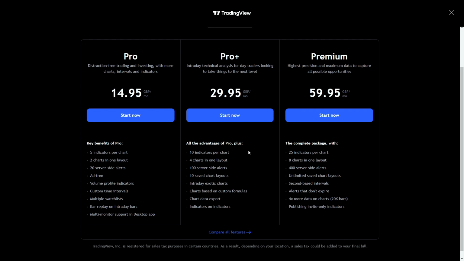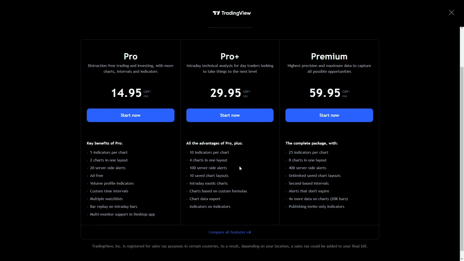If we move over and look at the Pro Plus, it just basically increases what you get in the Pro package. And I think that, okay, 10 indicators again, this level was overkill for me, really, so this certainly wasn't anything I looked at. 4 charts in one layout against 2. Some traders will find that useful. 100 alerts is excessive, really, as well.